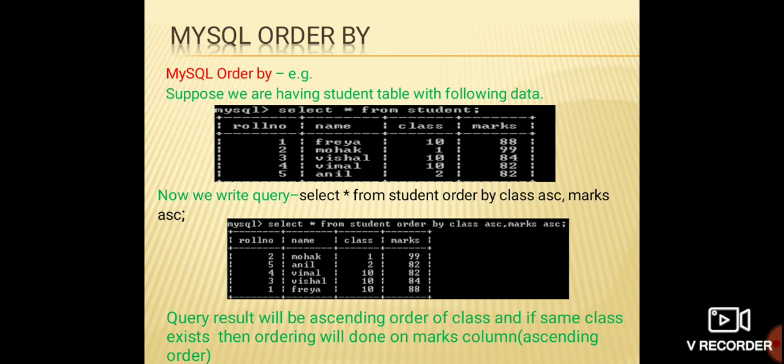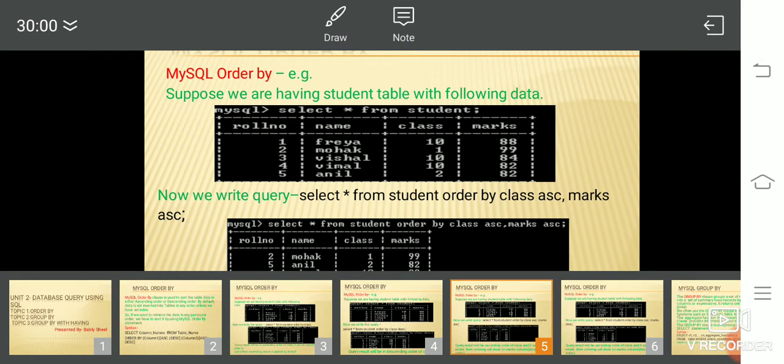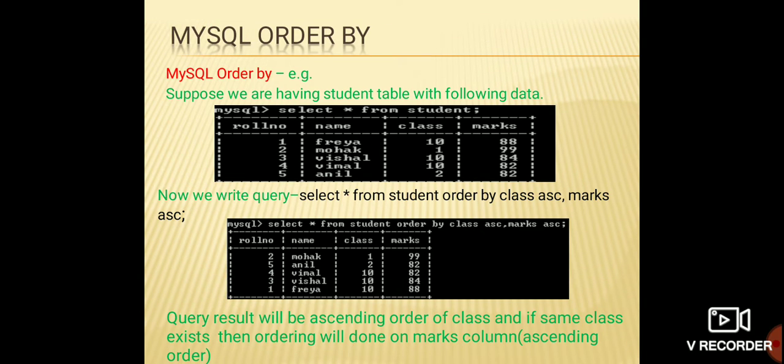So you can see class 1 is there, 99 is being displayed, okay, fine. Next, class 2, 82 is being displayed, that is also okay. Now in class 10th you can see the first one is mentioned as 88. In the first example you can see 88 is mentioned here. Next is 84, next is 82. So there are different parameters being used.